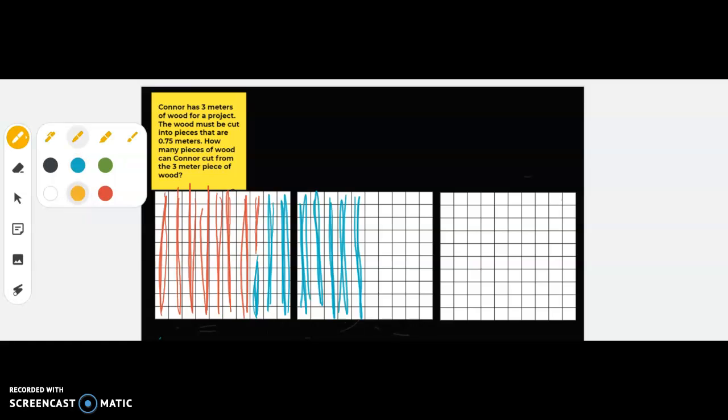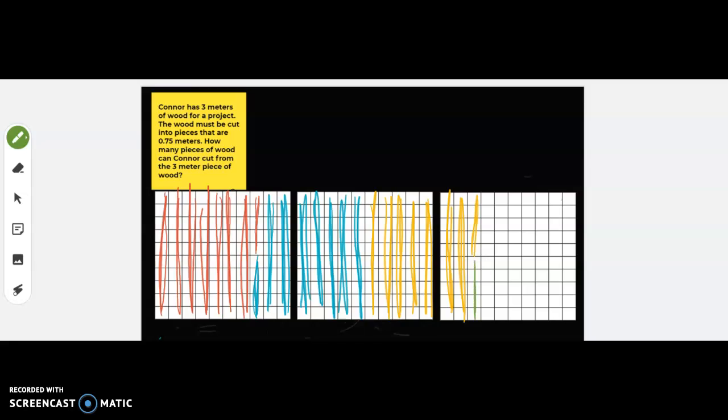Let's switch to yellow. Now 1 tenth, 2 tenths, 3 tenths, 4 tenths, 5 tenths, 6 tenths, 7 tenths, but I still need to show my 5 hundredths. 1, 2, 3, 4, 5. Great. So I've got a little extra wood. Let's see if I can make one more. Let's switch to green. I'm going to use these 5 hundredths because I've got to use all of the wood, not just part of it, but all of it.